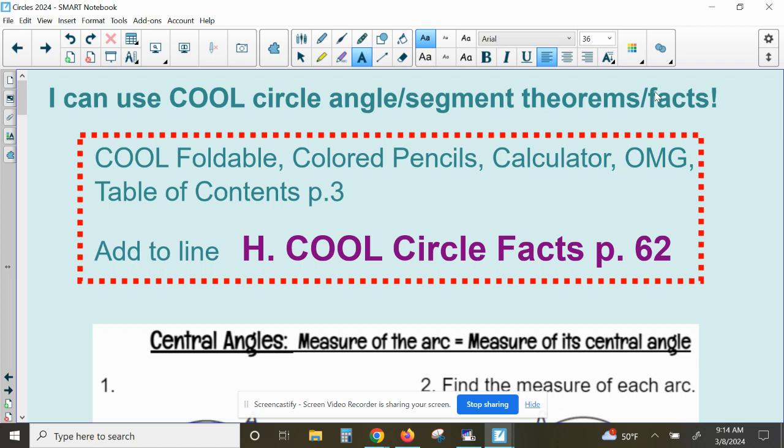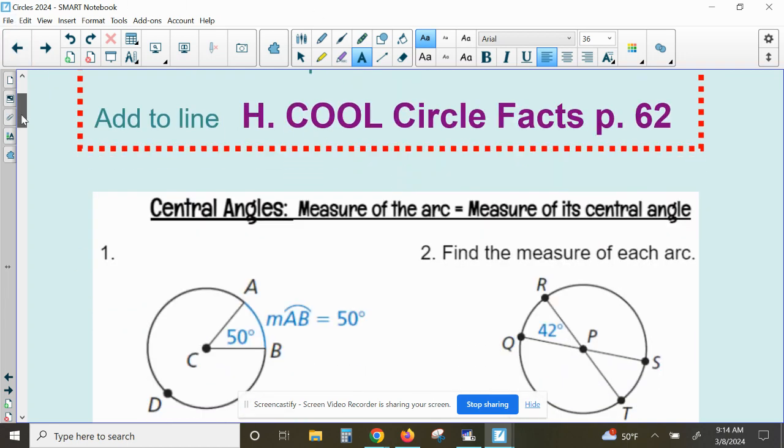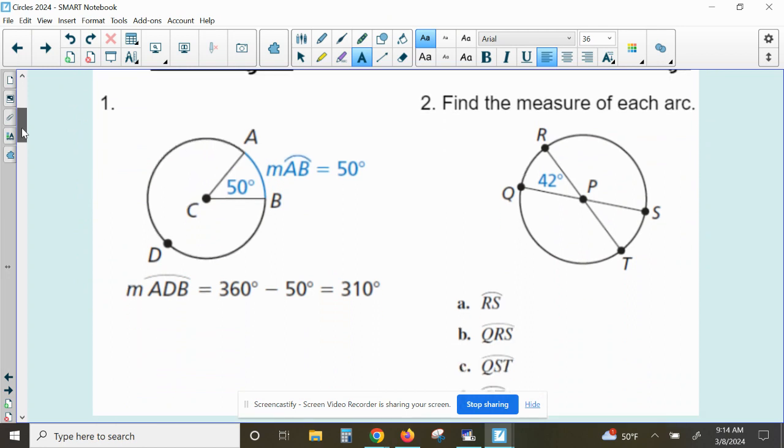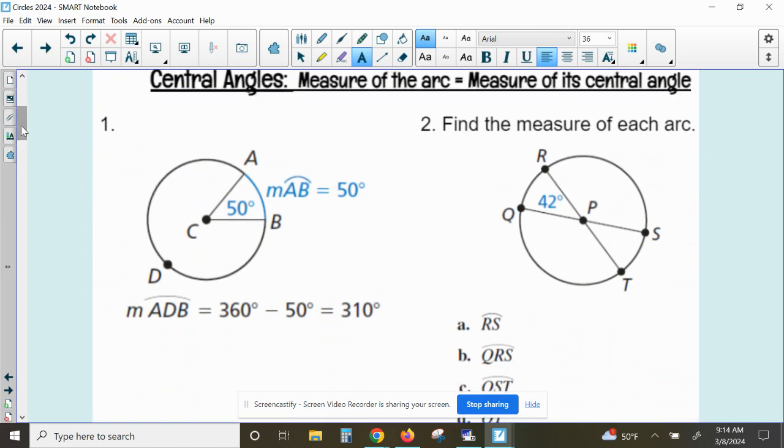Okay, so we have added to line H, cool circle facts, page 62. And then you're going to open up your foldable to the inside. Remember, the flaps fold in, but this is all on the inside. And some of this is review because we've talked about some of these angles already. You're going to want to have some colors, like you should always add to your notes. You don't want a black and white paper and nothing standing out.